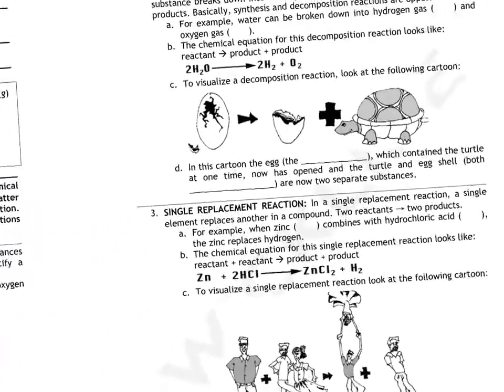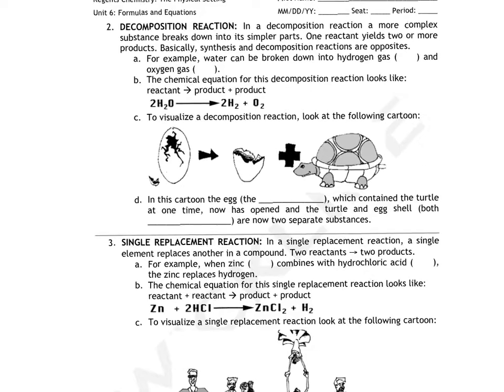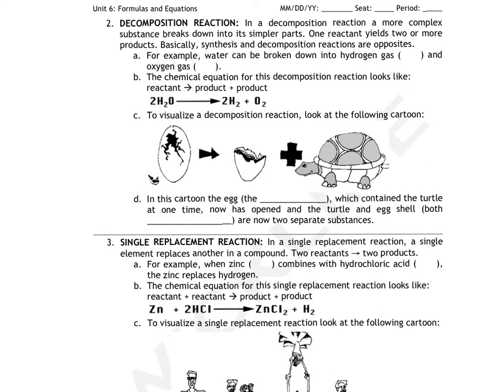Let's take a look at decomposition reactions. So in a decomposition reaction, we have a more complex substance that's breaking down into less complex substances. Like we have a water molecule which is breaking down into its components, hydrogen and oxygen. Or maybe we have a turtle egg which is hatching and breaking apart into just the egg shell and the turtle itself. So there are more products than there are reactants in this stage.